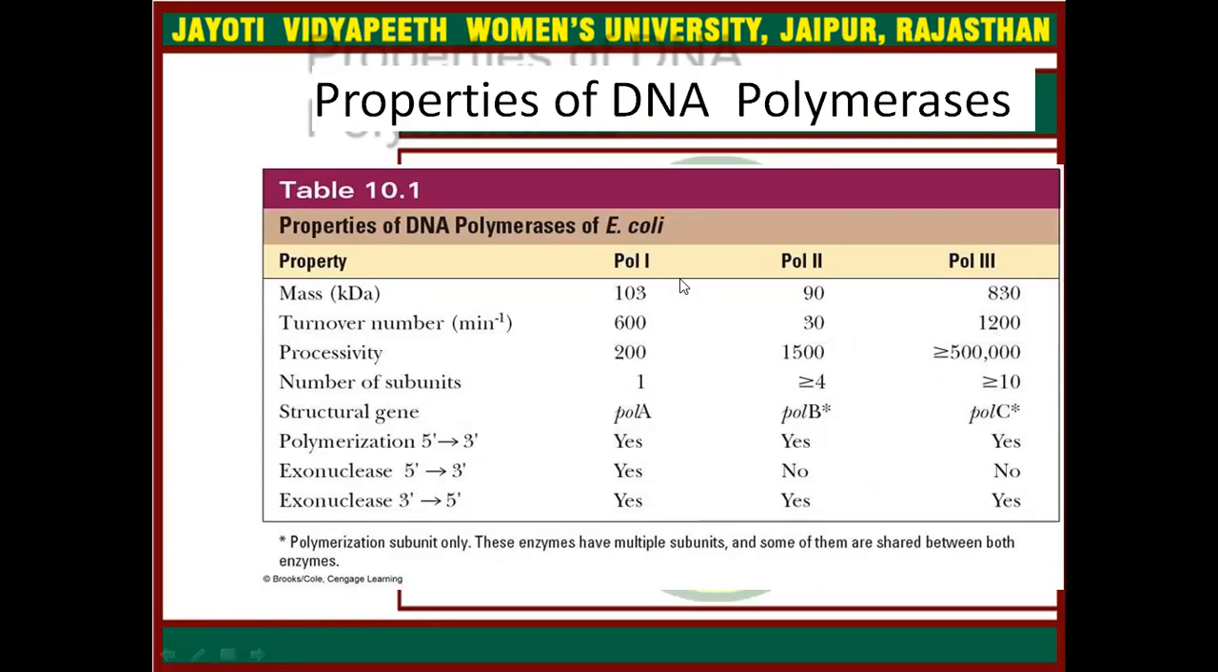So polymerase I will have yes, second no, third no. Exonuclease 3' to 5': polymerase I yes, second yes, and third yes. Polymerization process 5' to 3': all three polymerases have this kind of phenomenon.